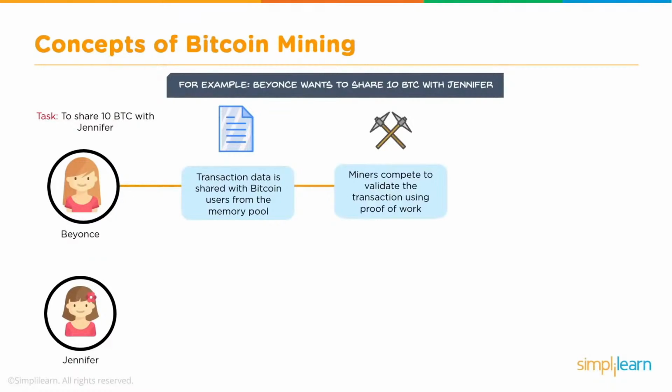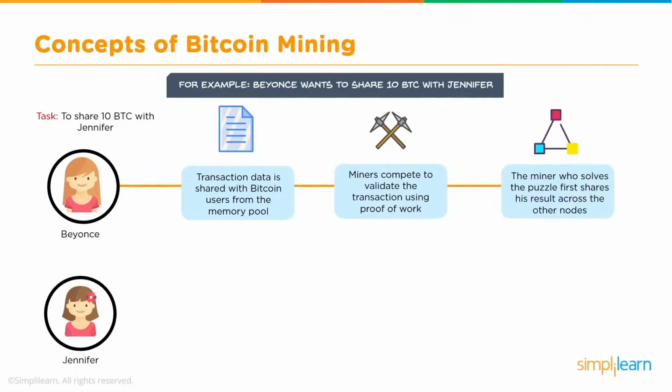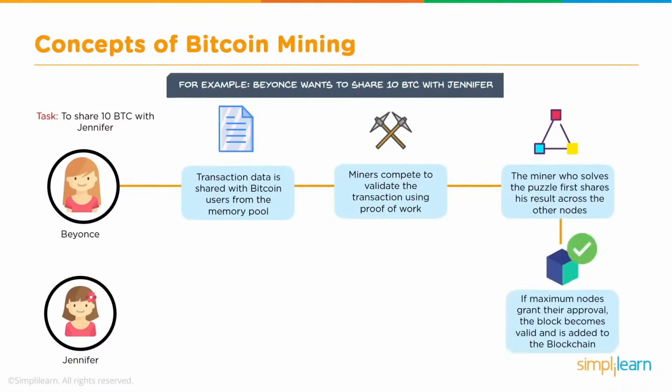Now, miners competing to validate the transaction using proof of work keep continuously polling the unconfirmed transaction pool. They pick up those transactions, aggregate them in a data block, and start validating. They start solving the puzzle. The miner who solves the puzzle first shares the result across the other nodes, the other miners. Once the block is verified and the nonce has been generated, the nodes start granting their approval. If the majority of nodes grant their approval, the block becomes valid and is added to the blockchain.